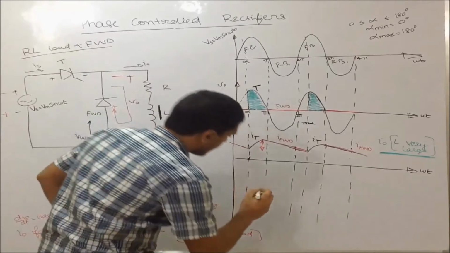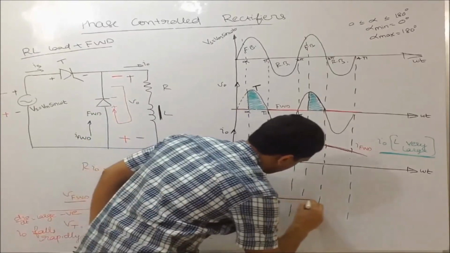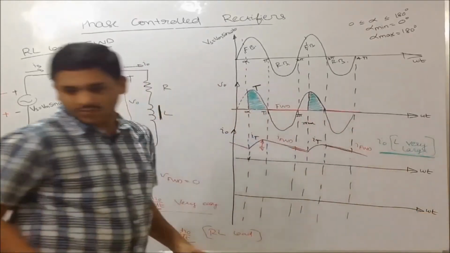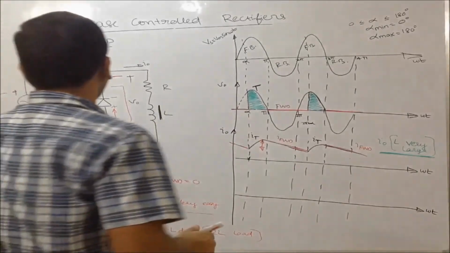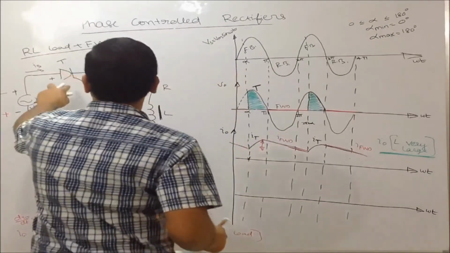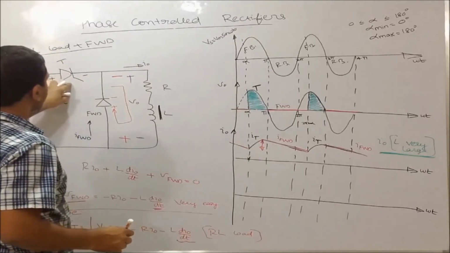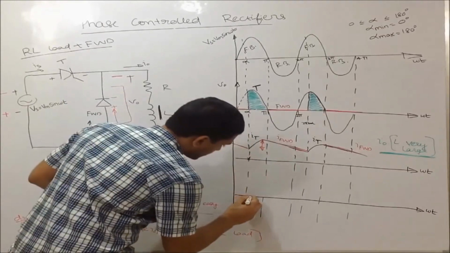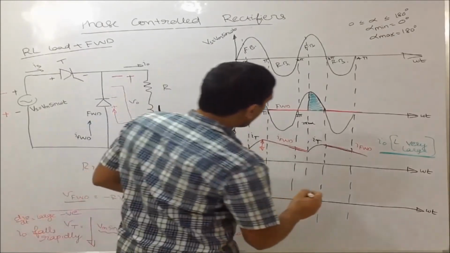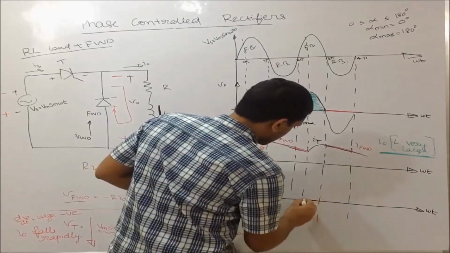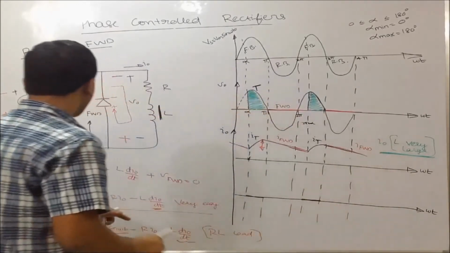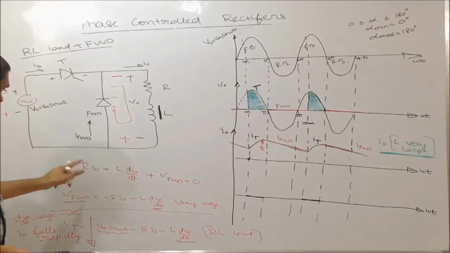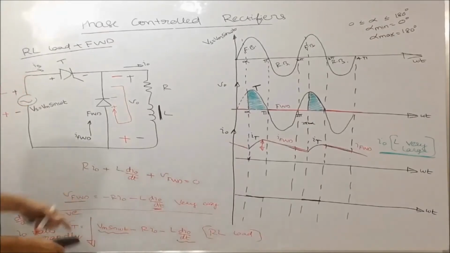Now we will draw the waveform across the thyristor. The funda is that when the thyristor conducts, the voltage across it is 0. It is conducting from alpha to pi, or 2 pi plus alpha to 3 pi. This is the most important thing. This you have to understand.